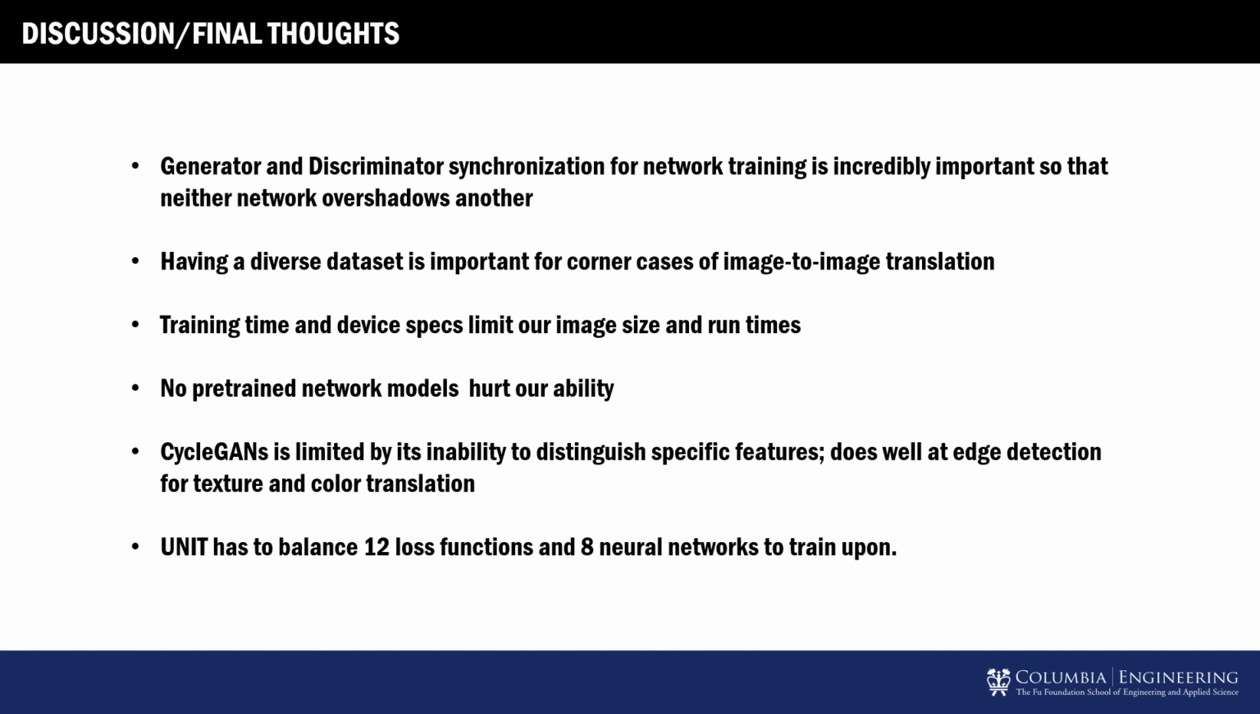UNIT, of course, was the most difficult network architecture to work with due to the fact that we had to balance 12 loss functions in 8 neural networks, and we didn't want any one neural network to overtake another, or else we would still converge to very unstable solutions.